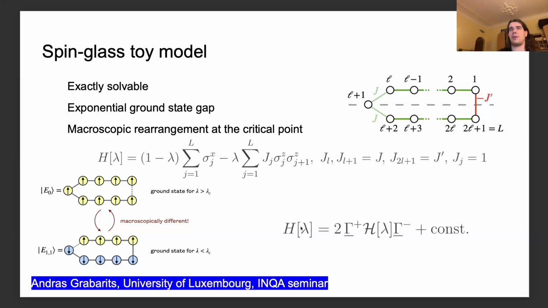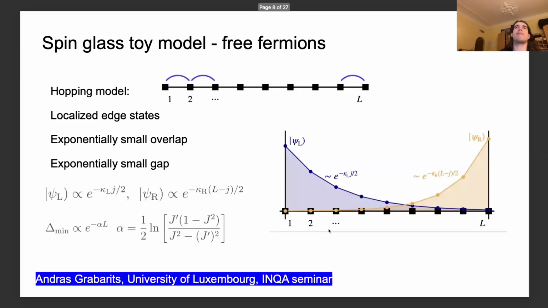As I said, it's exactly solvable, as it can be mapped to free fermions. It can be seen here, and the free fermionic picture is the following: a simple hopping model, such that only the first and the last lattice sites possess on-site energies. That results in localized edge states. However, their overlap is exponentially small, as it can be seen in this schematic plot, which induces that before and after the critical point, their role is exchanged.